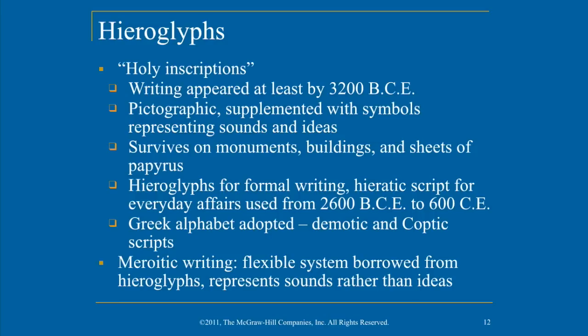So if you were to see the laws of the court, for example, they were probably written in hieroglyphics. But if you were to see, for example, how much grain a trader traded to another trader in the trading square, it would have been hieratic script, used from 2600 BCE to 600 CE. The Greek alphabet eventually is adopted, and Demotic and Coptic scripts are used as well.